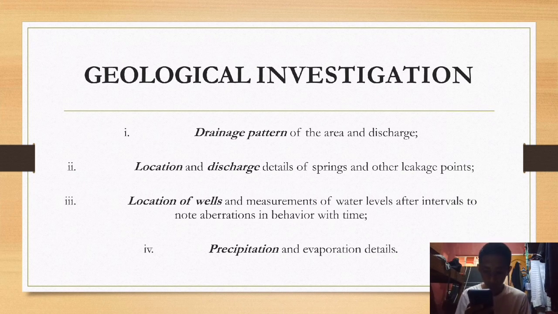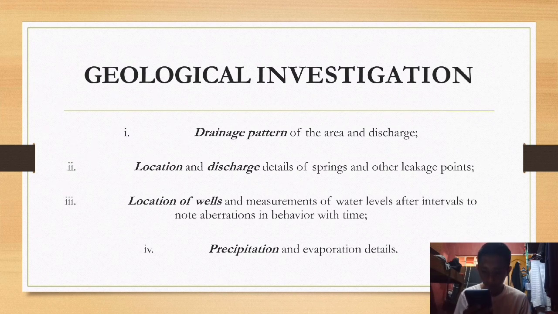First, location of wells, with measurements of water levels taken at intervals to note aberrations in behavior with time. Best location of wells: the best well site is an elevated area, which allows any surrounding surface water or rain to drain away from your well. This helps prevent contaminants from entering your well water. Also, stay away from steep slopes.